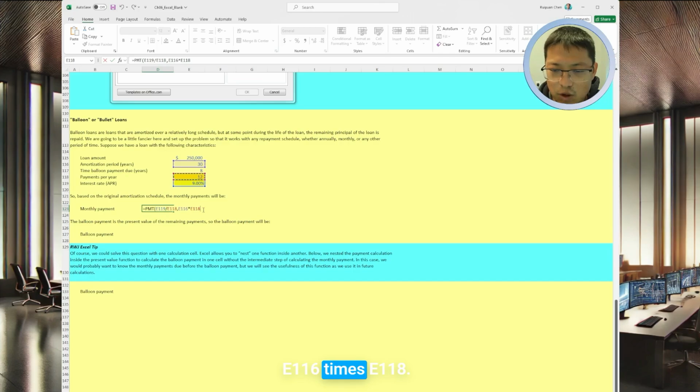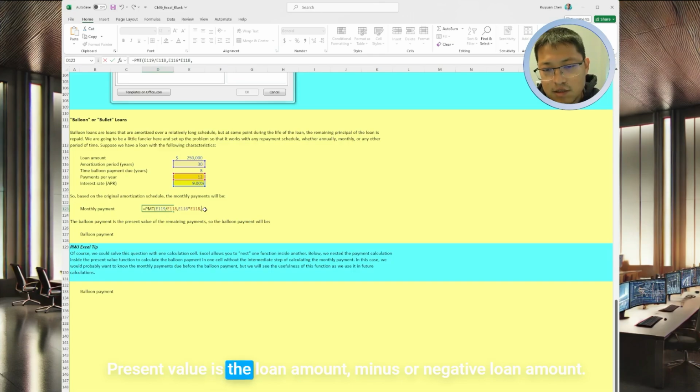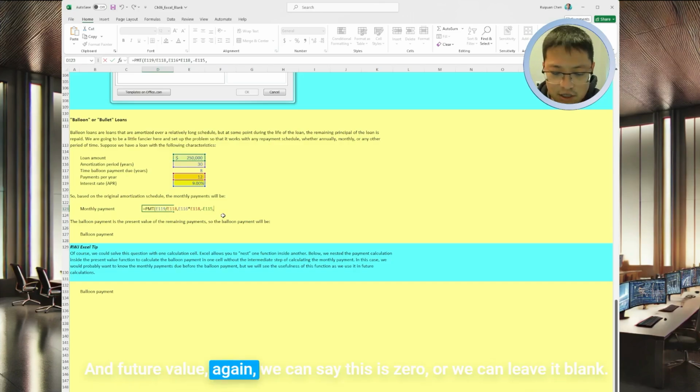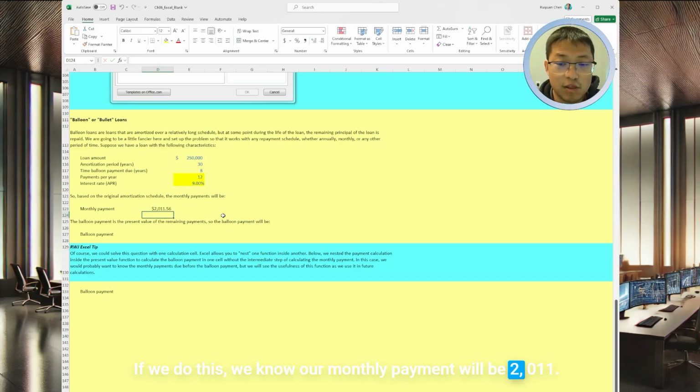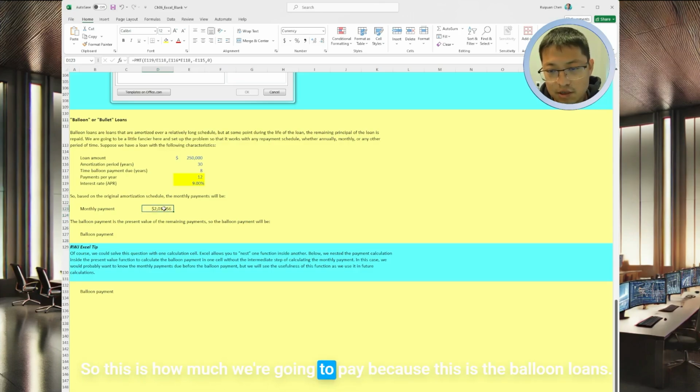E116 times E118. Present value is the loan amount, or negative loan amount. And future value, again, we can say this is 0 or we can leave it blank. If we do this, we know our monthly payment will be $2,011.56. So this is how much we're going to pay.